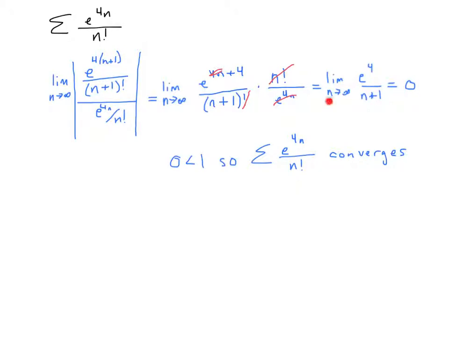So the limit as n goes to infinity, I don't have an n on the top, that's just a constant. So my denominator is going to infinity, which means I have something small over something gigantic, which gives me 0. And 0 is less than 1, so that means our series converges by the ratio test.